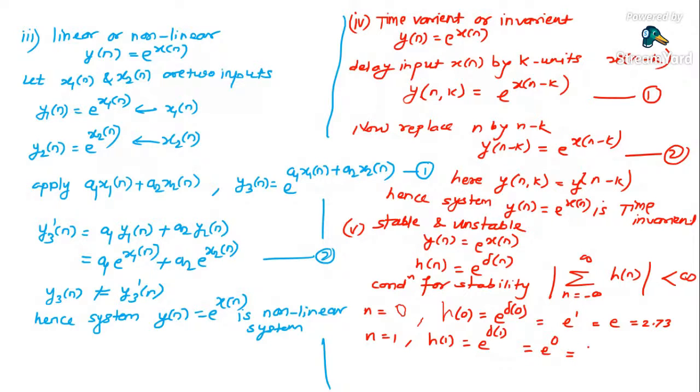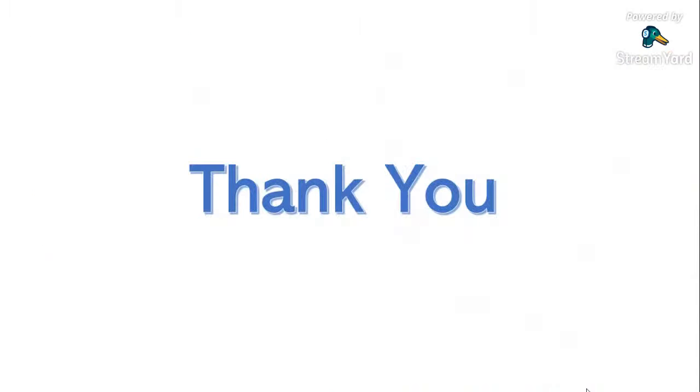So any value raised to 0 is 1. If you put n is equal to 2, h of 2 is equal to e raised to delta of 2, which is e raised to 0, equal to 1. Means for delta of n, all the values are 0 except at location 0, where the value is 1. Means you will get the e value everywhere.